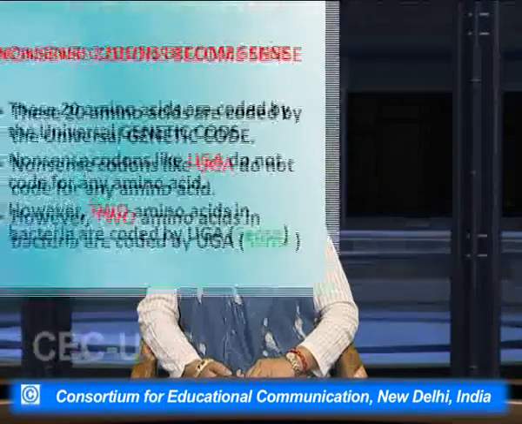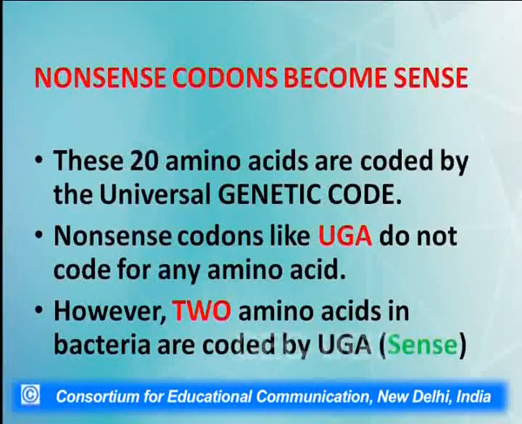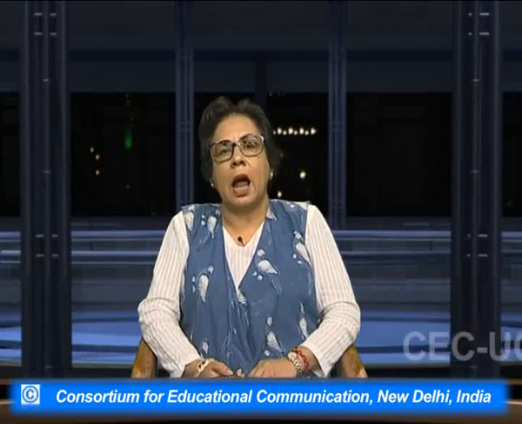Now, all these 20 amino acids are coded by the universal genetic code. And when we are synthesizing polypeptides from these 20 amino acids, if nonsense codons like UGA interfere, then the protein synthesis or the polypeptide synthesis stops at that stage. And therefore, these nonsense codons are also known as stop codons.